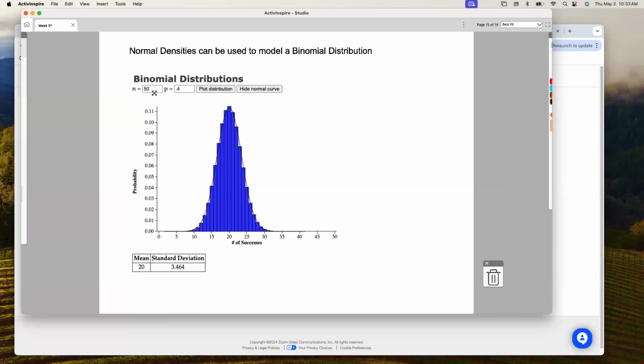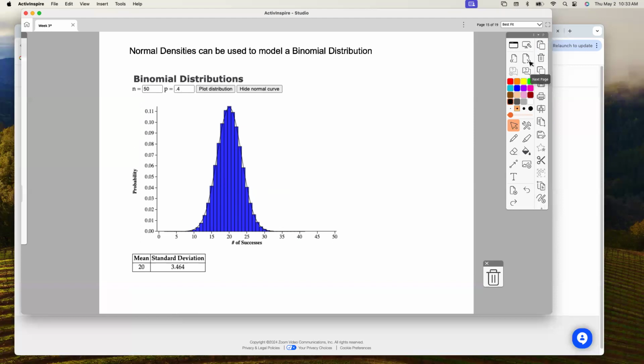It's basically n times p. If it's 10 or more, it's going to be a pretty good approximation. So if I take n times p here, I get 20. So it's going to be a pretty good approximation. You can see that that normal curve runs right along with that binomial.